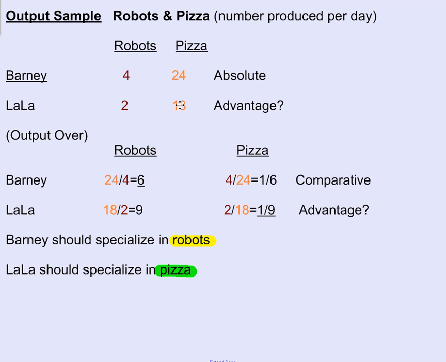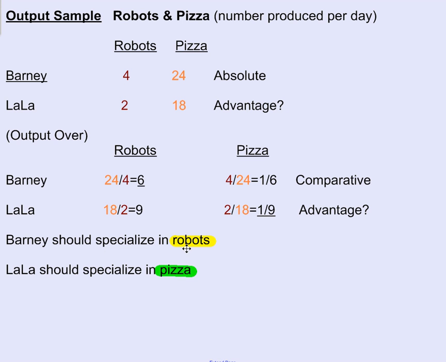For Lala, it's 18 over 2. So every time Lala makes a robot, Lala gives up 9 pizzas. And when I put the 2 over the 18, I see that every time Lala makes a pizza, she gives up a sacrifice of 1/9 of a robot. So now I say, who has the lower opportunity cost? Who gives up less to make robots? Well, Barney only gives up 6 pizzas to make a robot. Lala gives up 9. Since 6 is lower, Barney has comparative advantage to make or build robots.